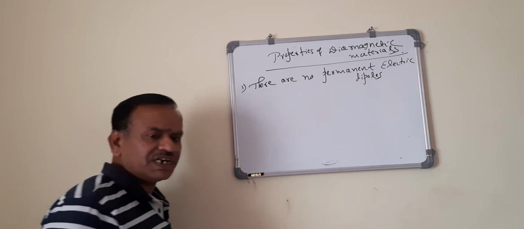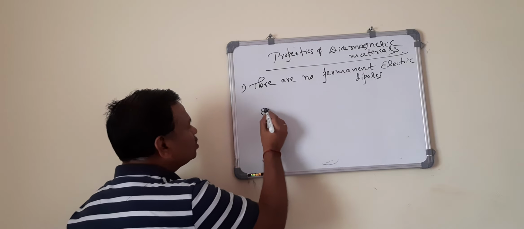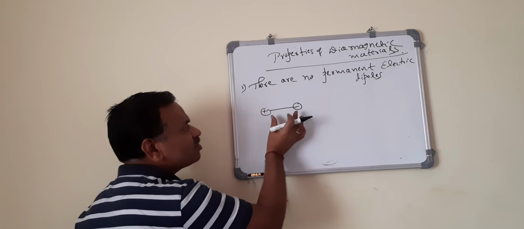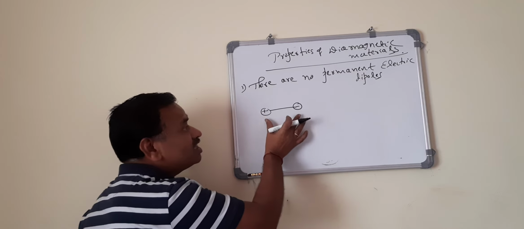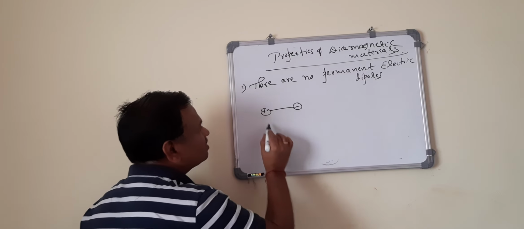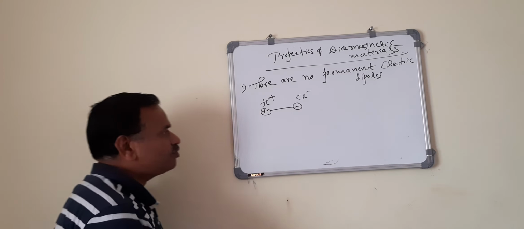What is the meaning of this electric dipole? A dipole is nothing but one positive charge and another one negative charge, both separated by a certain distance. It is nothing but a dumbbell. A very good example is hydrochloric acid: H plus and Cl minus.